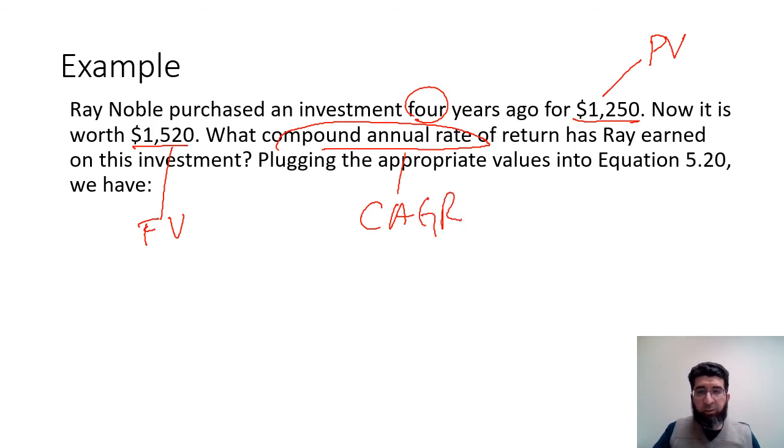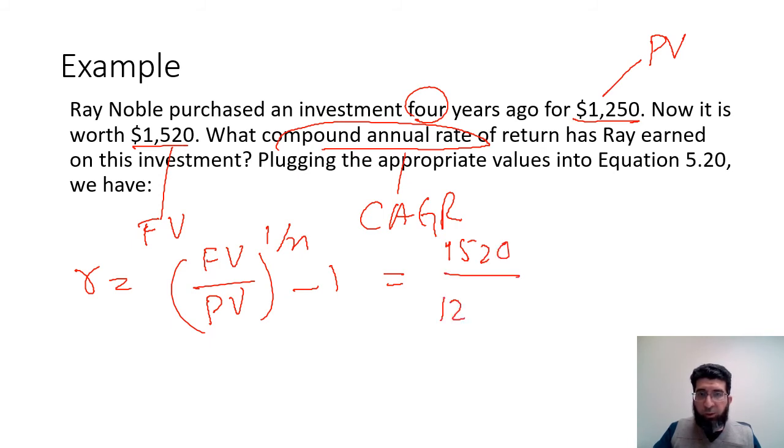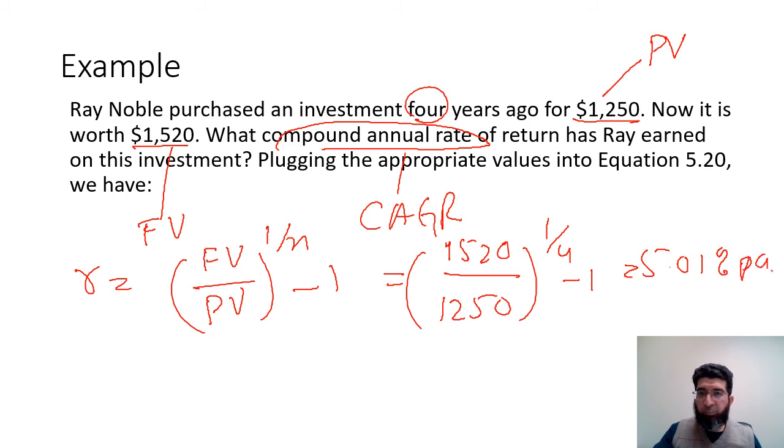So plugging this into the equation, R is equal to (future value divided by present value) to the power 1 over n, minus 1. Right now, 1520 divided by 1250, to the power 1 over 4, minus 1, comes out to be 5.01% per annum, or per year.